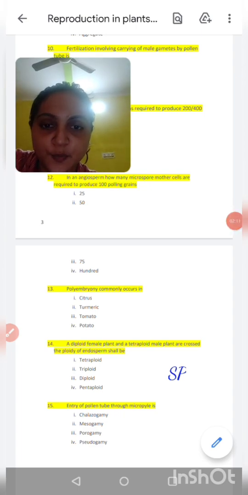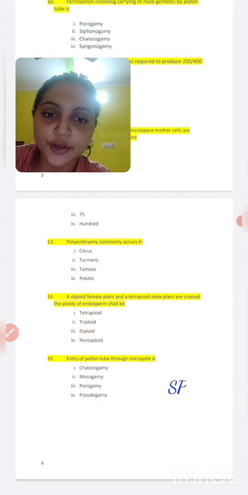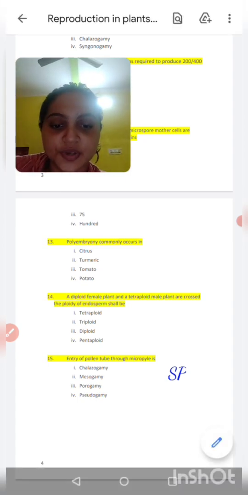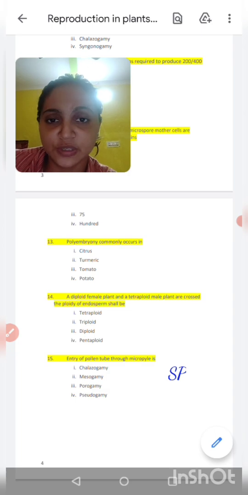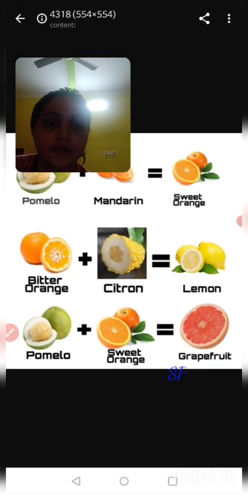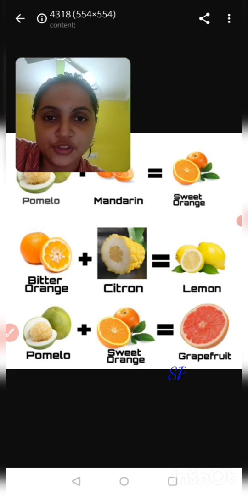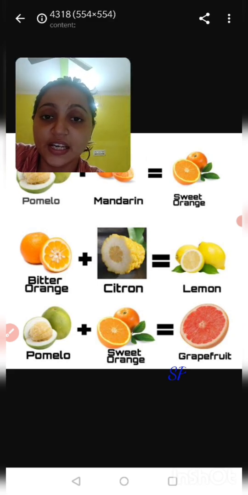Now student, moving to question number 13. Polyembryony commonly occurs in. Polyembryony means, student, where rapid cleavage will take place in the embryo stage. As a result, the embryos will be divided into many. So the common example of polyembryony, student, is seen in citrus.